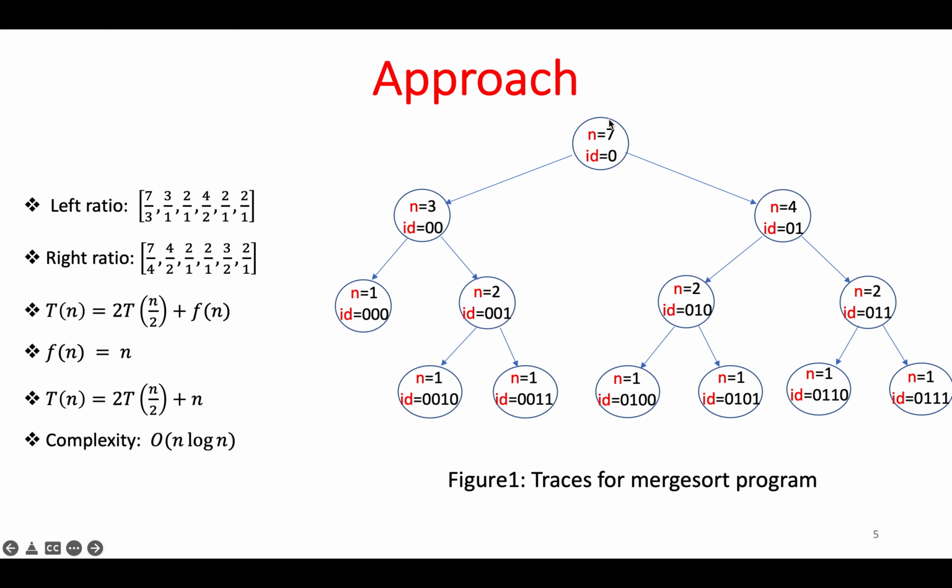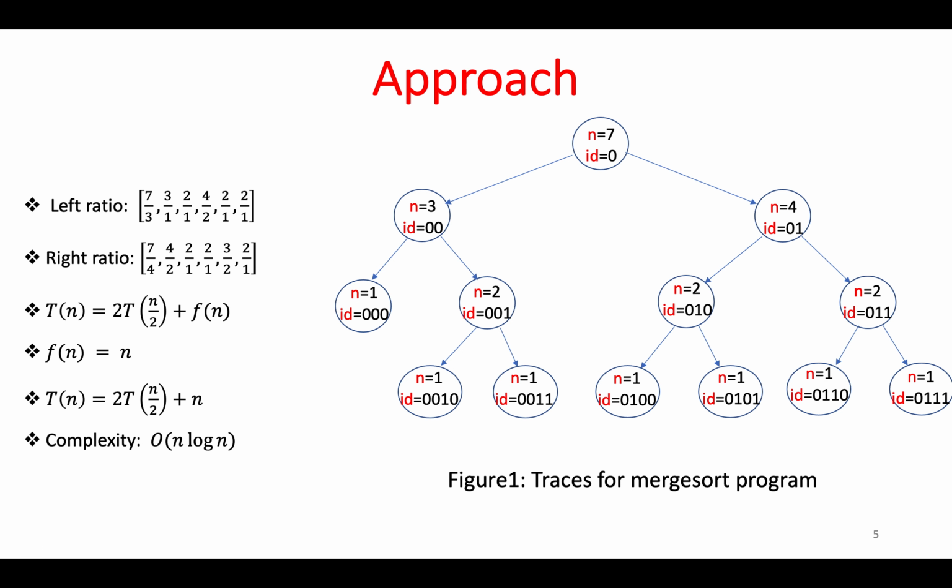As you might all know, merge sort sorts a list of elements by recursively splitting the list into two halves and recursively calling merge sort on those two halves. So for example, here we have 7 divided into 3 and 4. 4 is divided into 2 and 2, and so on.